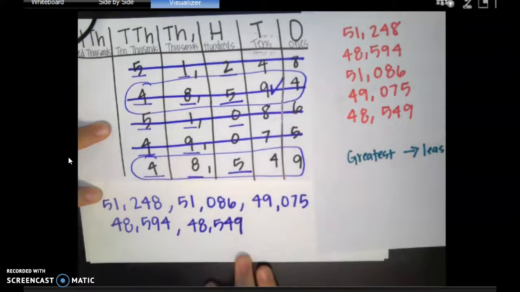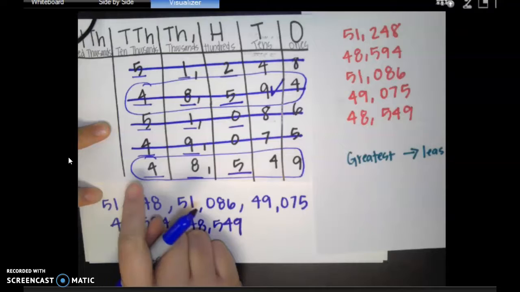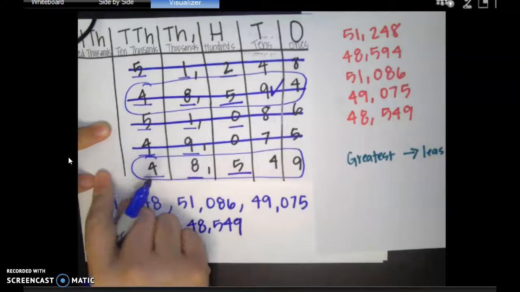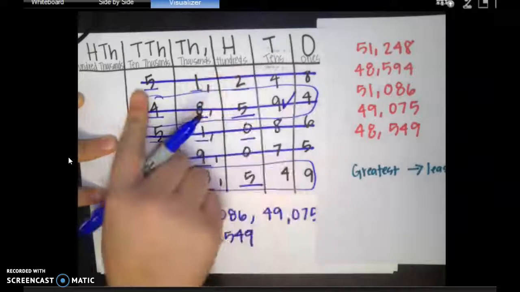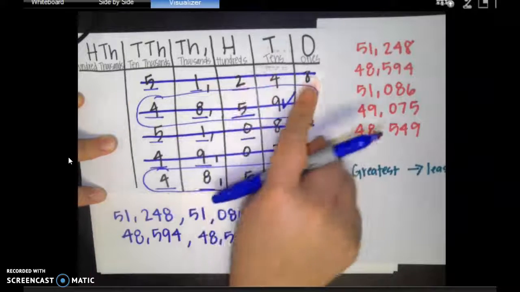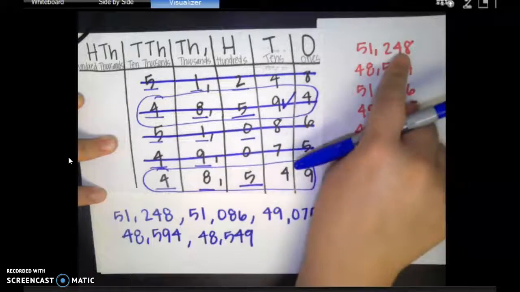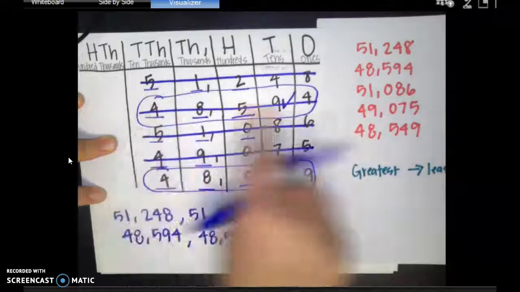48,549. So when you are comparing or when you are ordering numbers, you need to make a place value chart just like this and plug your numbers in. If you're afraid you're going to get confused, start plugging your numbers in with the ones and go backwards, and then that way you have them all in a line.